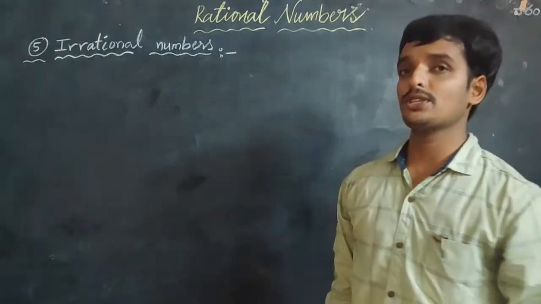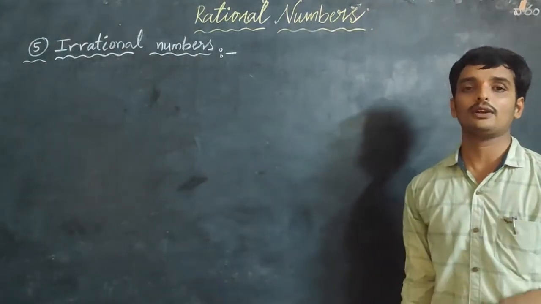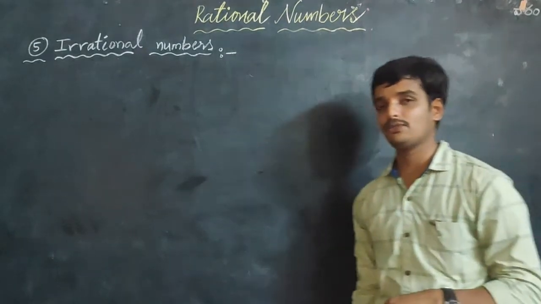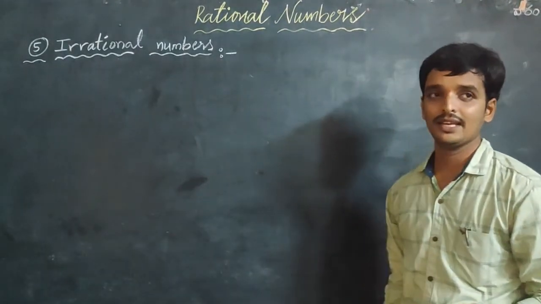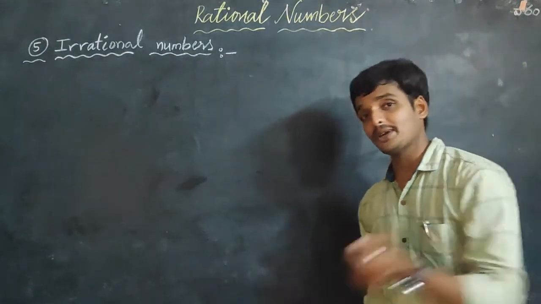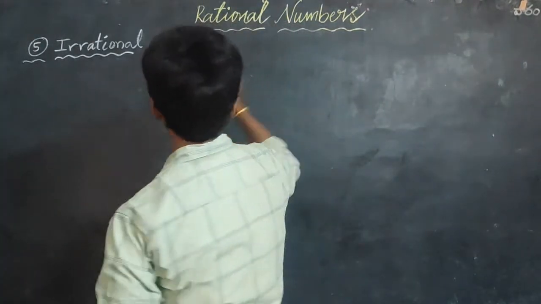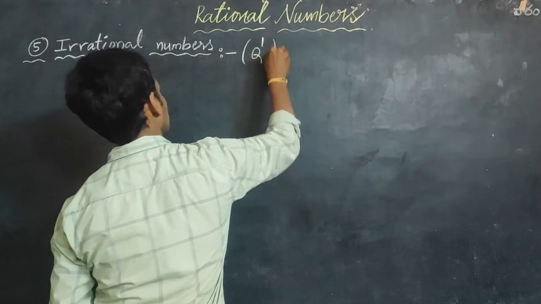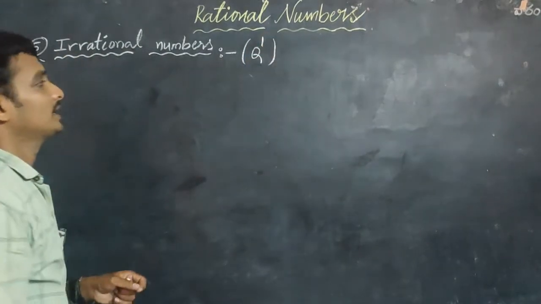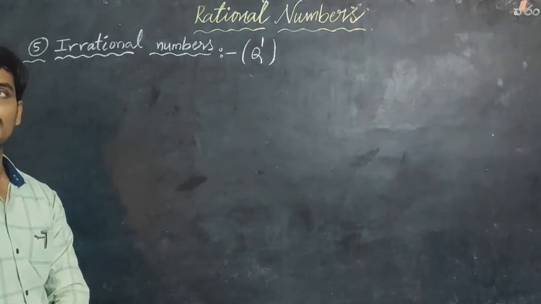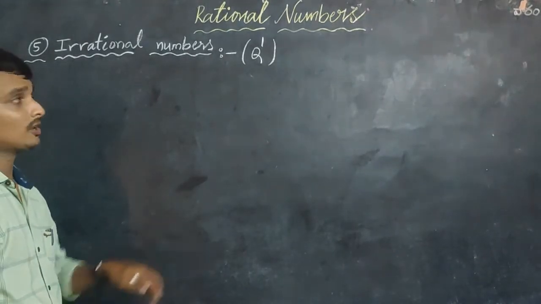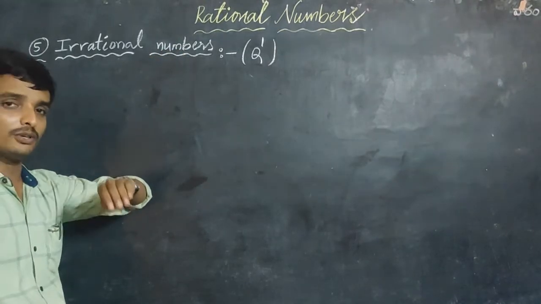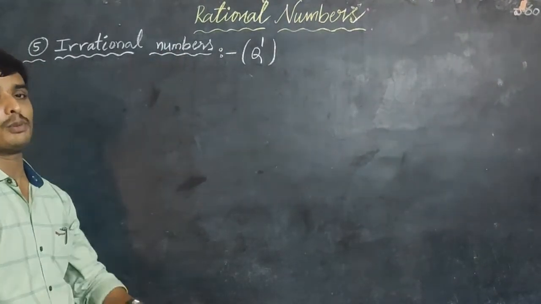The numbers which are in the form of p by q are called rational numbers. Am I right? The numbers which are not in the form of p by q are called irrational numbers. Irrational numbers are denoted by the symbol Q dash. Actually, rational numbers are in the form of p by q. Irrational numbers are not in the form of p by q.